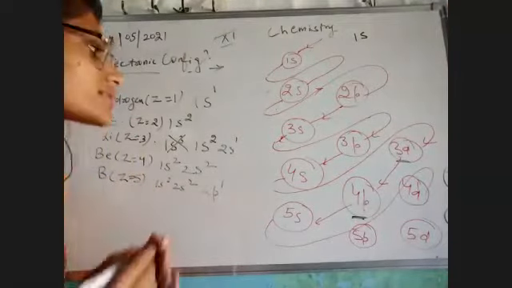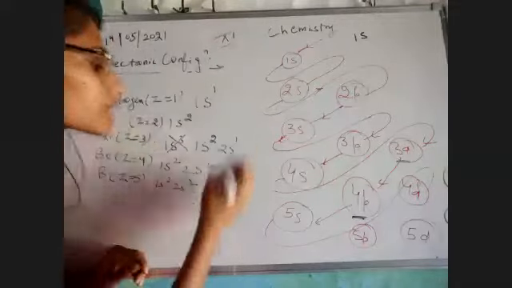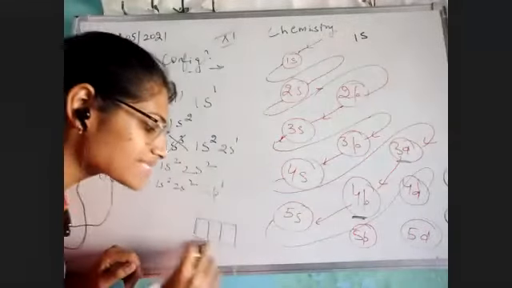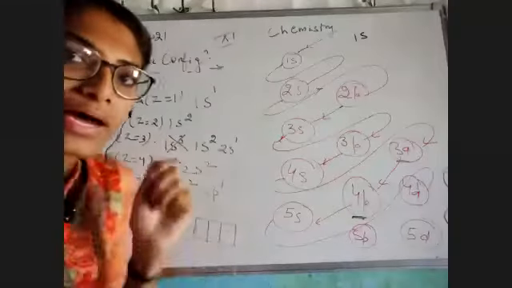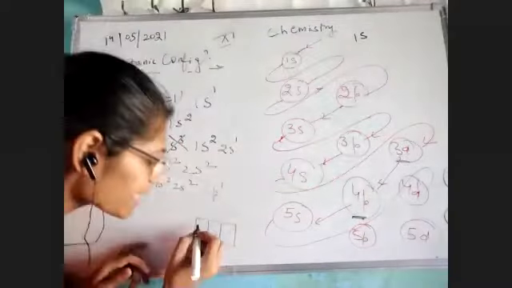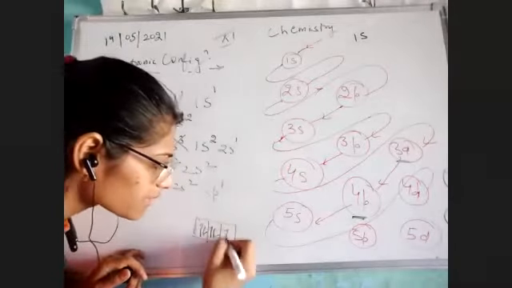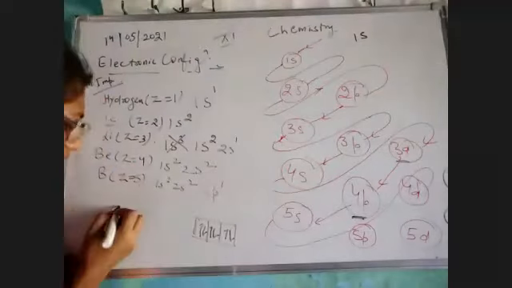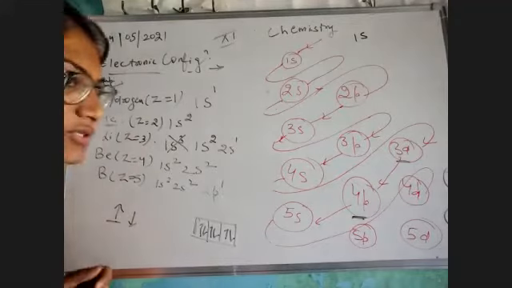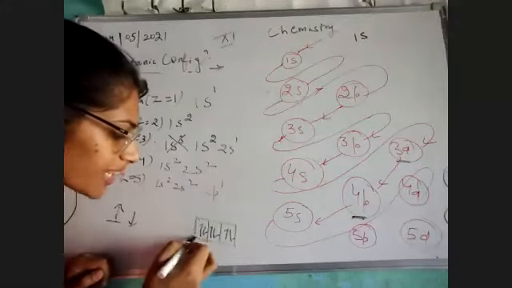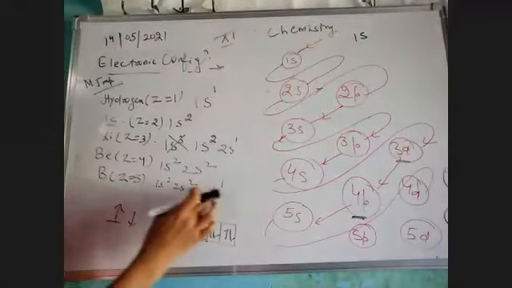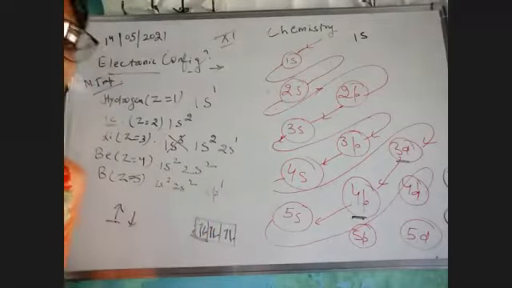But the point here is that our p orbital has the capacity to fill 6 electrons. Why? Because it has 3 different atomic orbitals, and in each atomic orbital, how many electrons can come? Maximum 2 electrons. So p has the tendency to keep 6 electrons. I have told you that this represents the plus half spin, this represents the minus half spin, and Pauli's rule also told us that two electrons must have opposite spin. Okay, so 2p1 we can stretch up to 2p6.